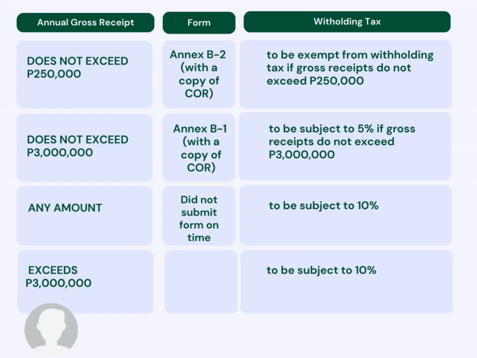If your projected annual gross receipt is between 250,000 to 3 million, then you have to submit Annex B1 and you will be subjected to 5% withholding tax. If you fail to submit the form, any form, you will be subjected to 10% withholding tax. If your gross receipts exceed 3 million during the year, the payer will subject you to 10% withholding tax.